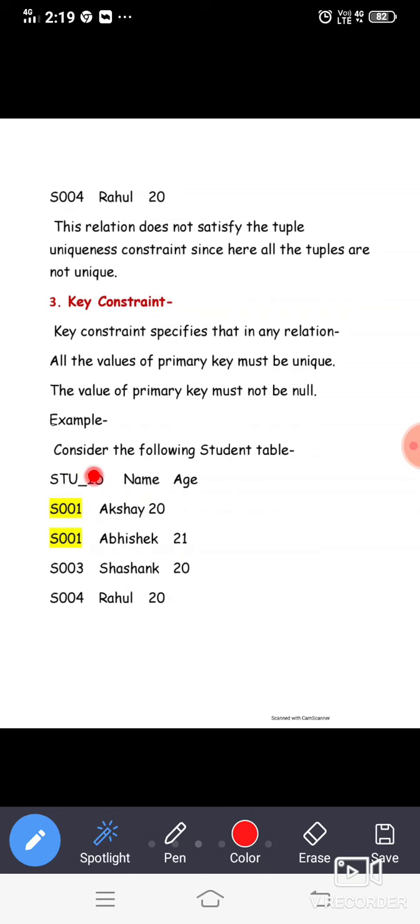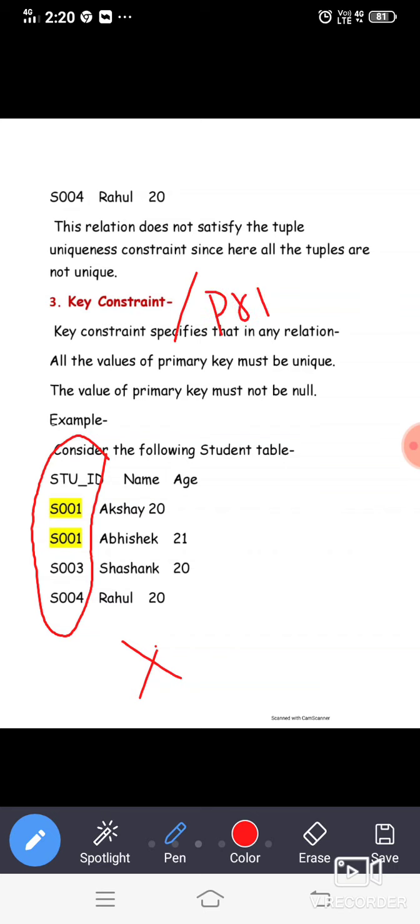Here the first person is Akshay and the second person is Abhishek. Both these people should have their own roll numbers, but here both will have the same roll number, which violates the constraint or the rule related to the keys. I am taking this as a primary key. So the key constraint we can also call the primary key constraint. What is the other name?